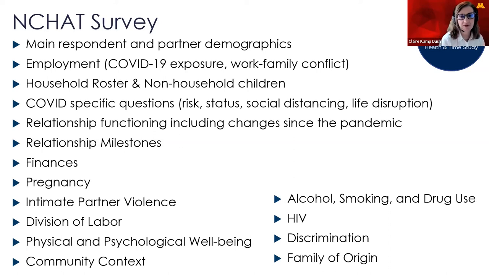So these are all things that we asked about. We also have information about finances, such as income, pregnancy and fertility, intimate partner violence, and including some questions specific to our respondents that weren't heterosexual. So for example, whether your partner had threatened to out you is an example of one of those items.